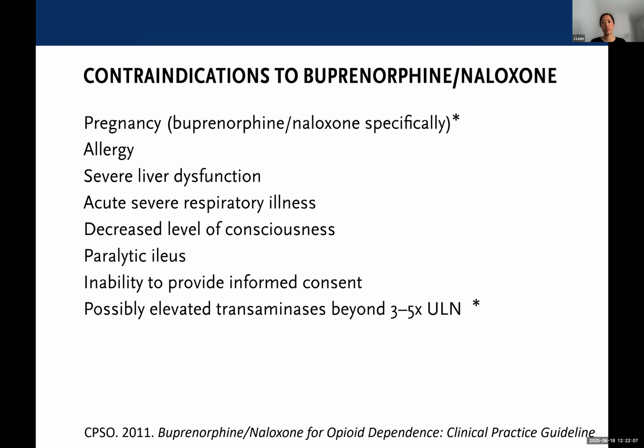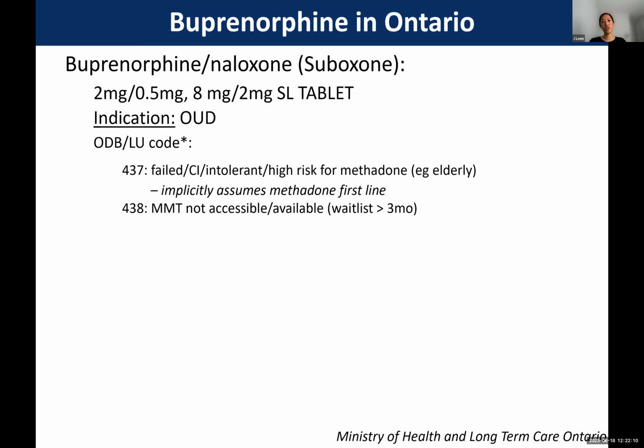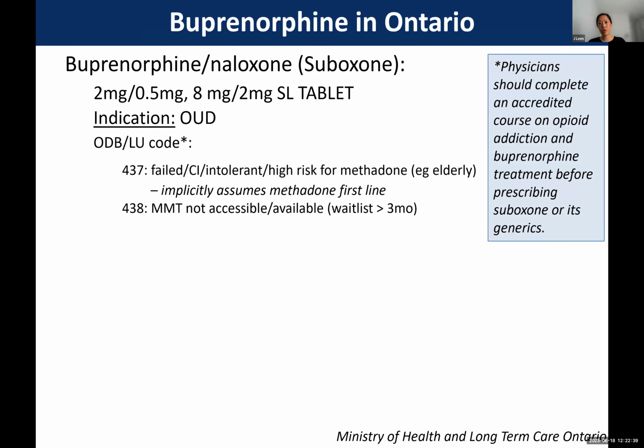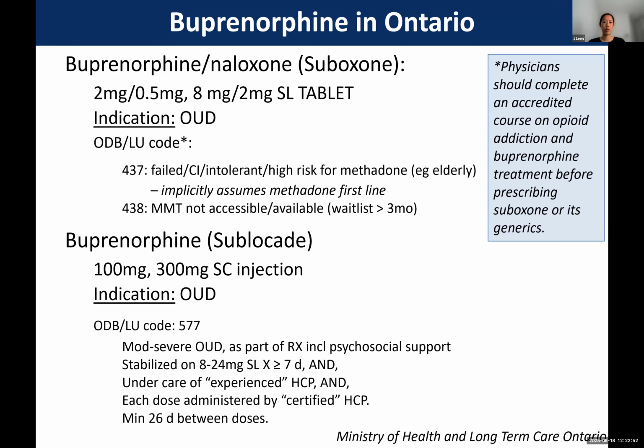Contraindications are listed here. I won't go into them in detail. And then just looking at buprenorphine, what we have in Ontario and what's covered on ODB. Most patients can't pay out of pocket for this medication, so reviewing the ODB criteria is important. We do have Suboxone in tablet form. The criteria implicitly assumes that methadone is first line, so they're a bit outdated. And they specifically say that the prescribing physician should have some training in prescribing this medication, though you don't need a specific license. Sublocade is the other preparation that we'll review as well.